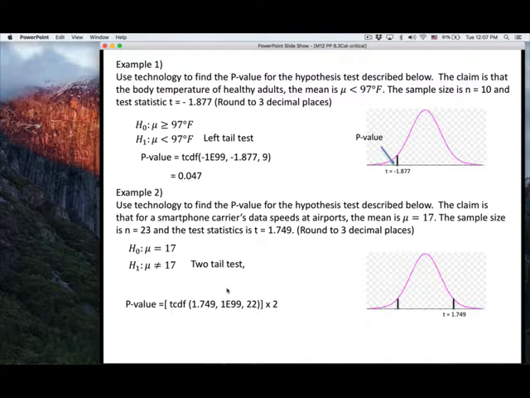Remember, this part is only the area of the right tail. But right now, we do have two tails, so we need to multiply by 2. You're going to get this number. So this is the way we find the p-value when we are using the t-distribution.